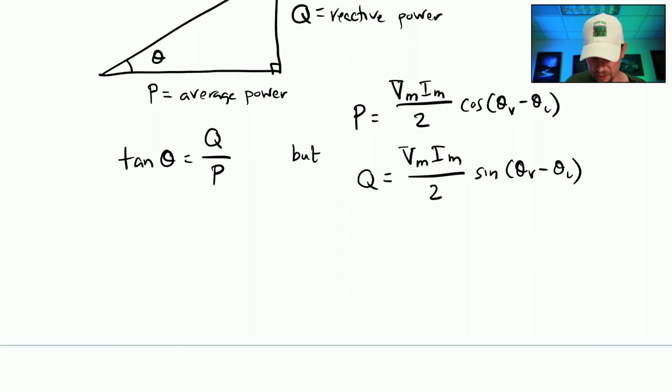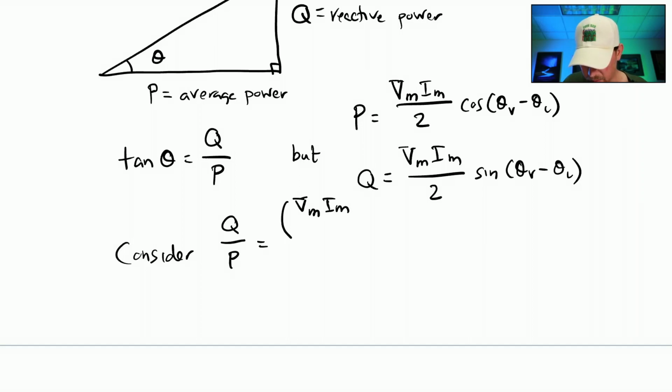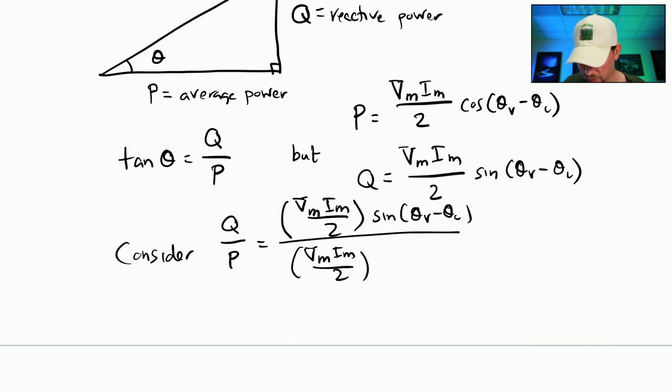And if you construct Q over P, well, this is Vm Im over 2 times the sine of the power factor angle divided by Vm Im over 2 times the cosine.